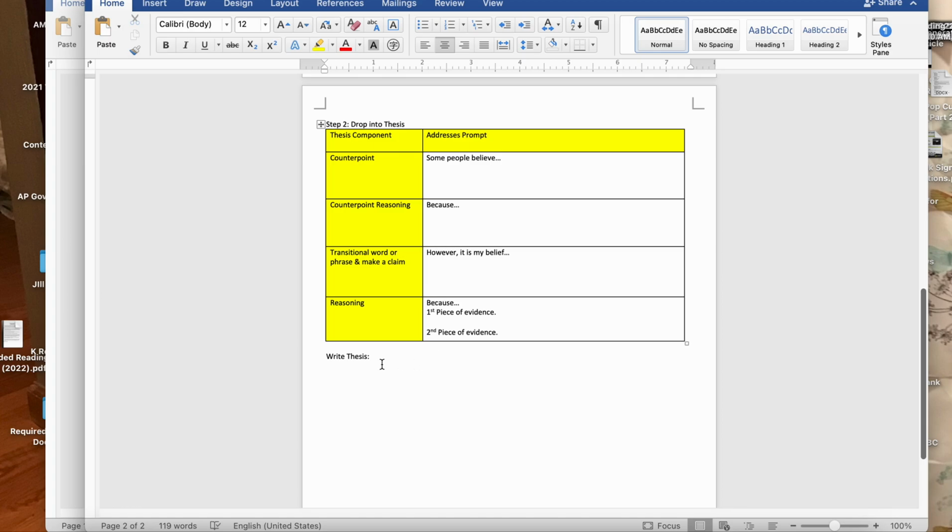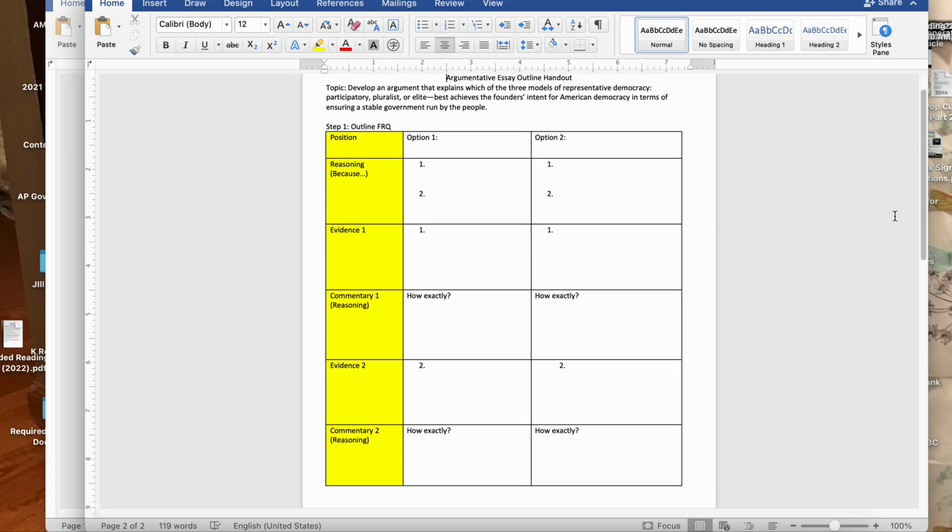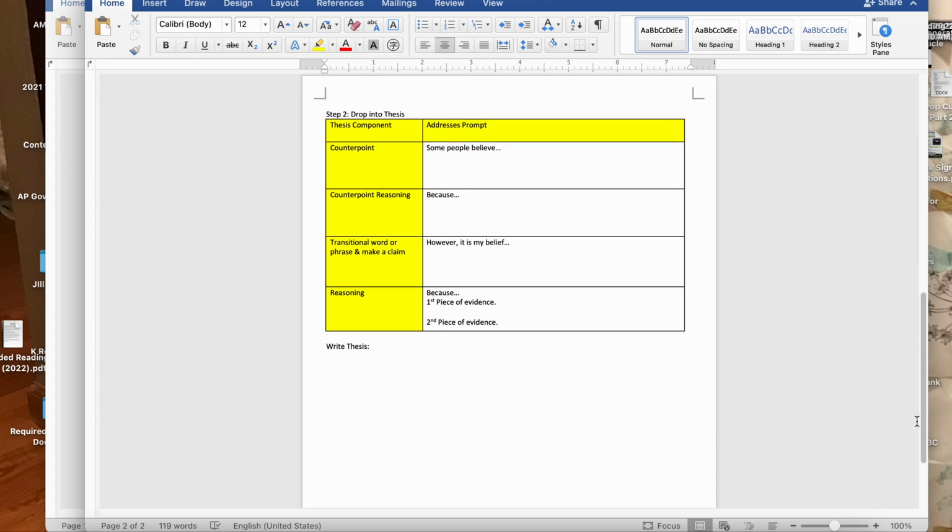And then once all that's done, you're going to bring it down here. Some people believe this because point 1, point 2, period. However, comma, it is my belief that this because point 1 and point 2, period. And that's what you need. So when you come back here on Tuesday, we want to have this all filled out and ready to go.